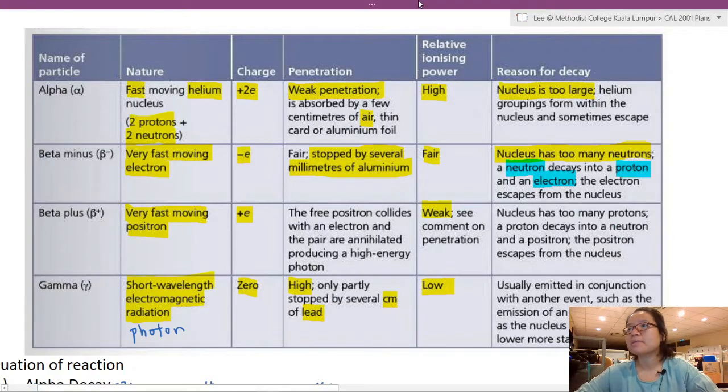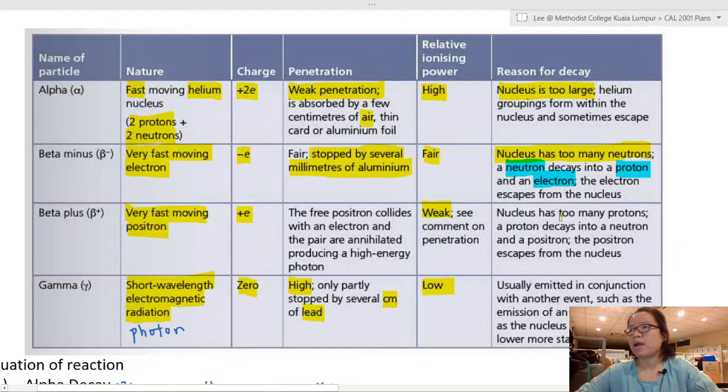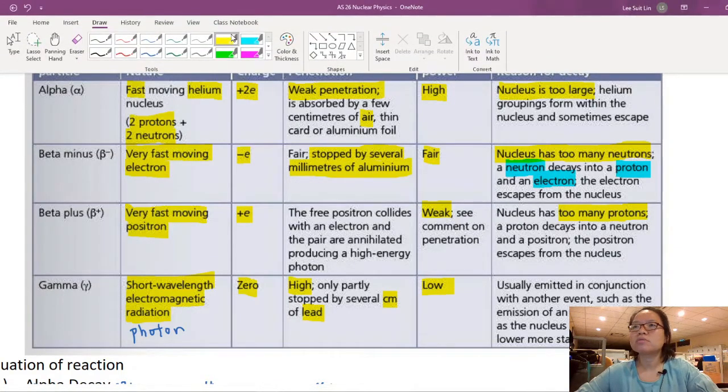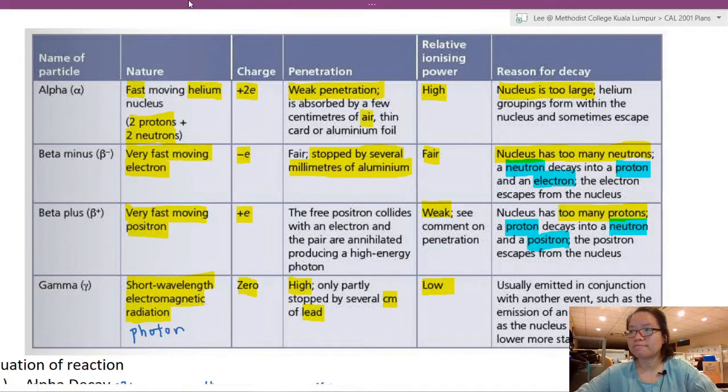The electron is very light. Whereas if you want beta plus, it's the opposite. Now you have too many protons. Proton is +1, so in order to balance, the proton must become a neutron, which is neutral. And then you have a beta particle, but this beta must also be +1. So hence it's a positron, and the positron will just be released.